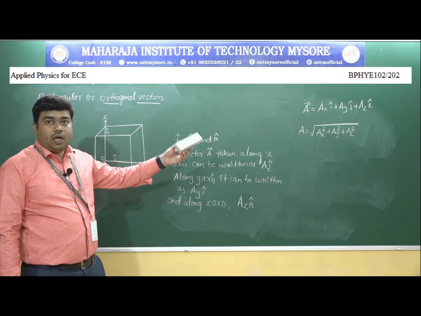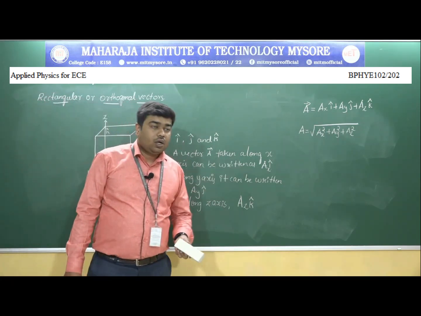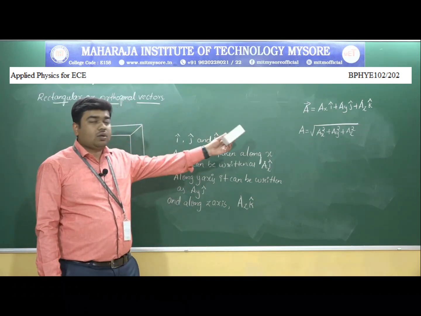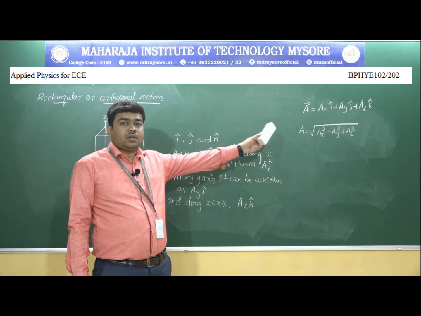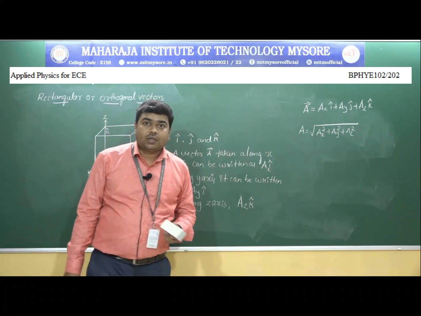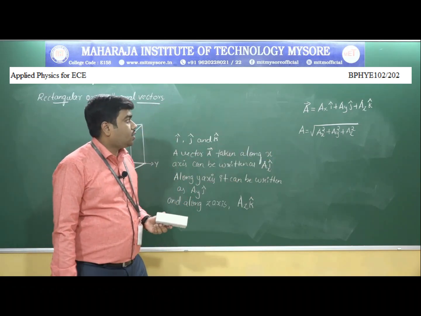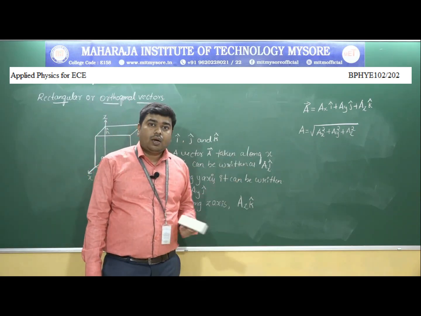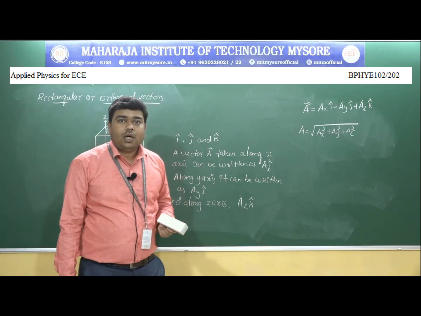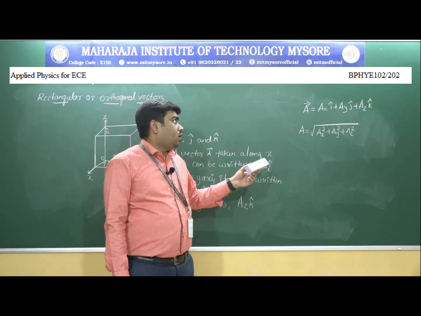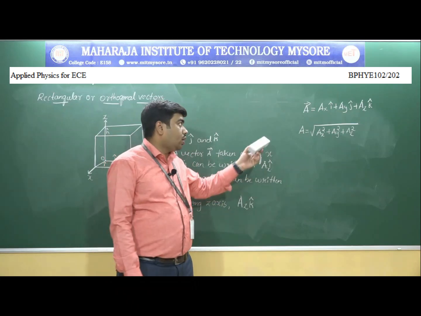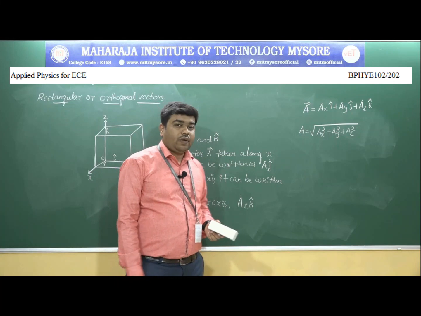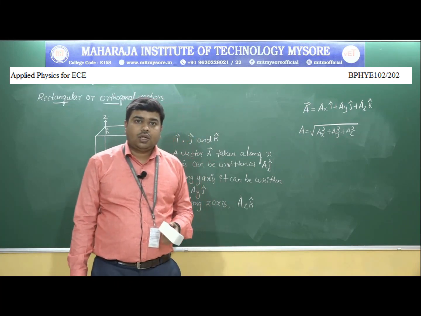So, if you have a vector A, then it can be resolved into its rectangular components using the Cartesian coordinate system. Along x it will be Ax into i cap, along y it will be Ay into j cap, and along z it will be Az into k cap. So, thus we can write vector A is equal to Ax into i cap plus Ay into j cap plus Az into k cap, which gives the direction of the vector, and if you need to find its magnitude, magnitude A is equal to square root of Ax square plus Ay square plus Az square.